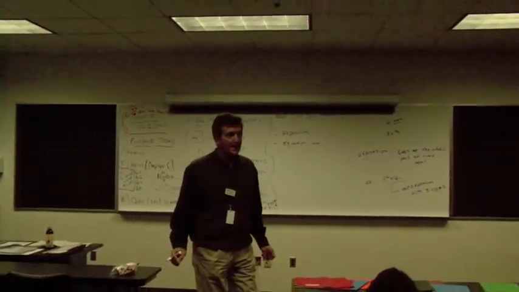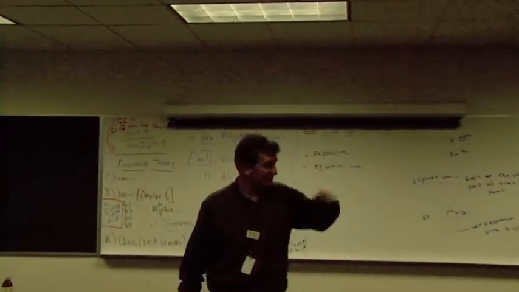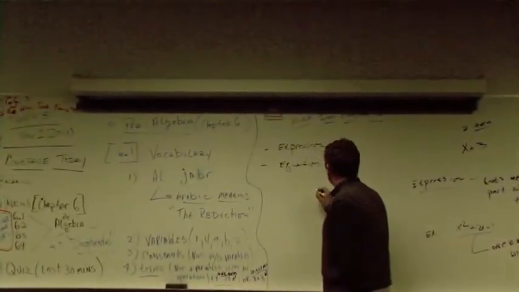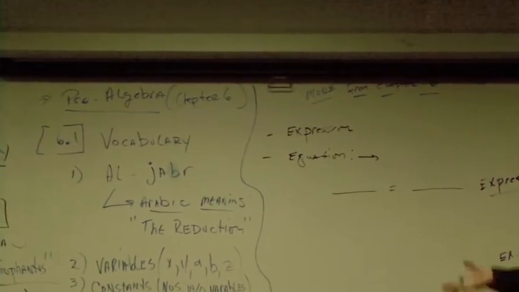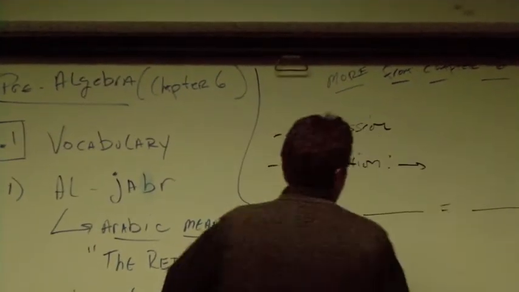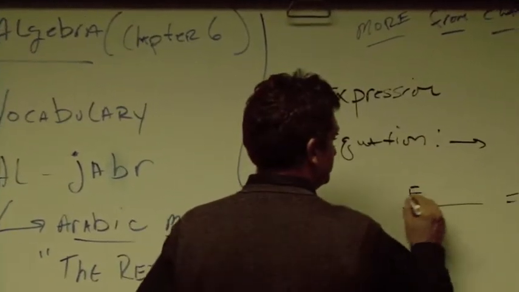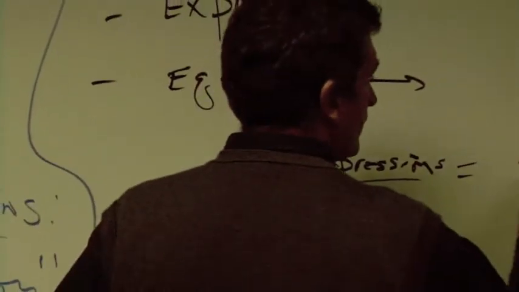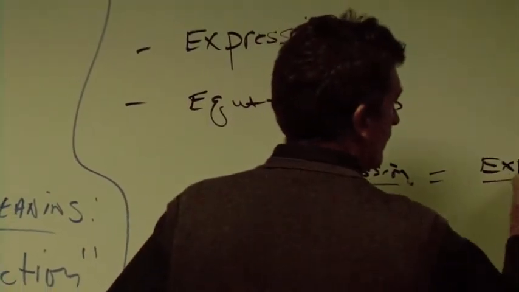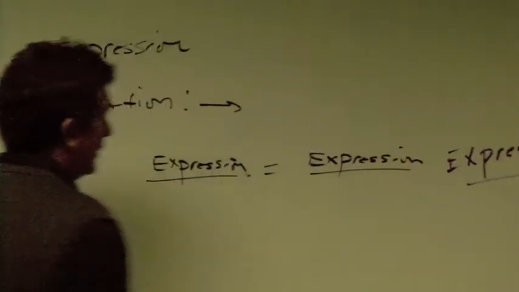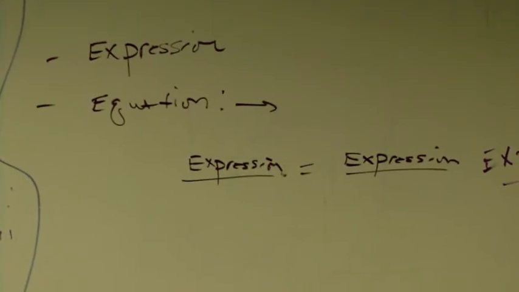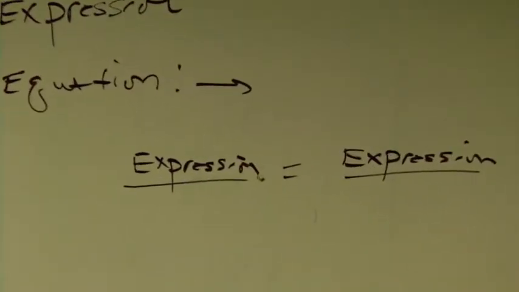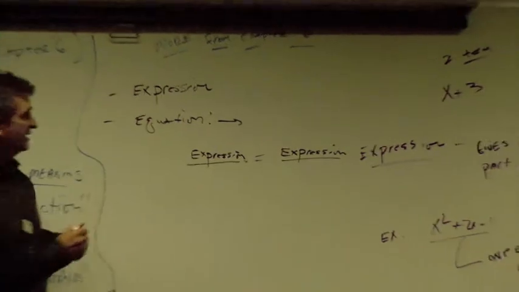Brittany? You put two terms together with an equal sign? Excellent. An equation is separated by two expressions: an expression with an equal sign and another expression. It could be two terms on the other side, could be three, could be 10. All these expressions could have a bunch of terms.